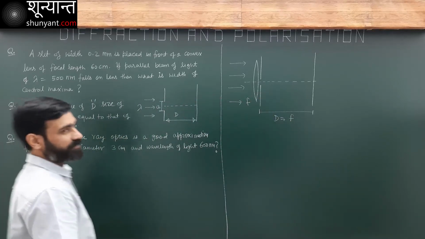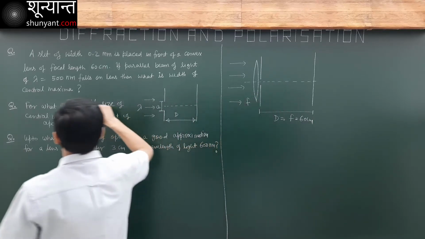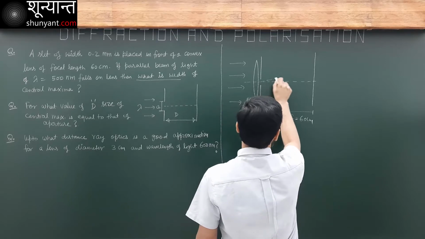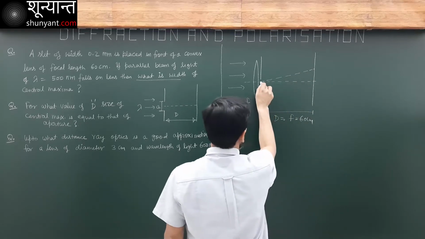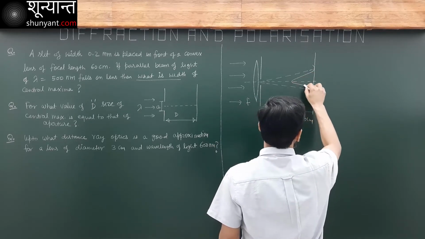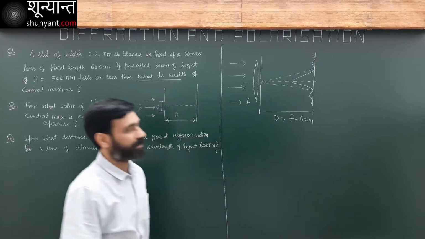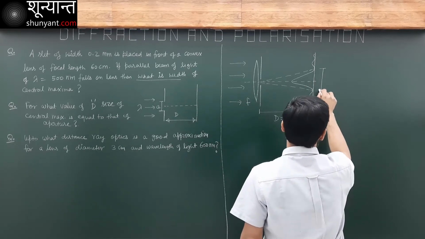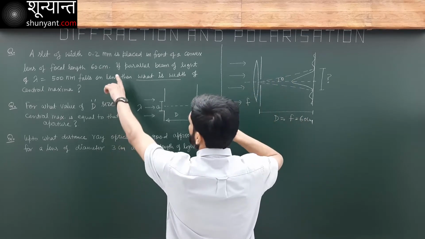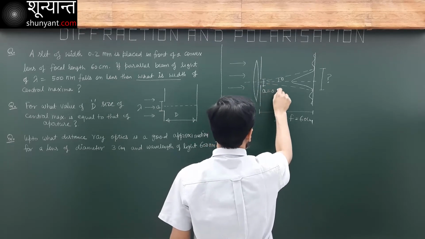Focal length should be equal to 60 centimeters. This distance is given. The question is, what is the width of the central maximum? So I am going to get the diffraction pattern like this. I will see it here. I have to find this width. This angle I know. This aperture is given as 0.2 mm, so this whole thing from here to here, a, is 0.2 mm.